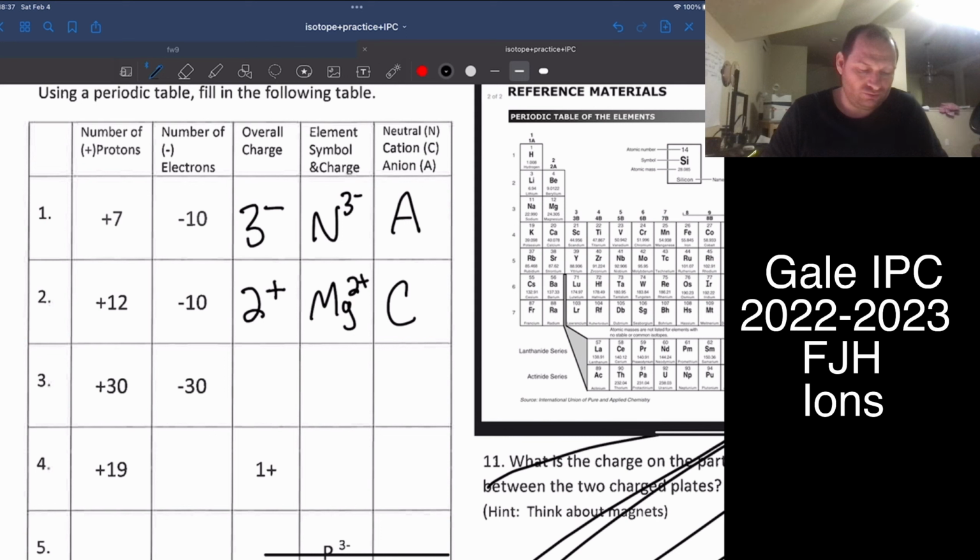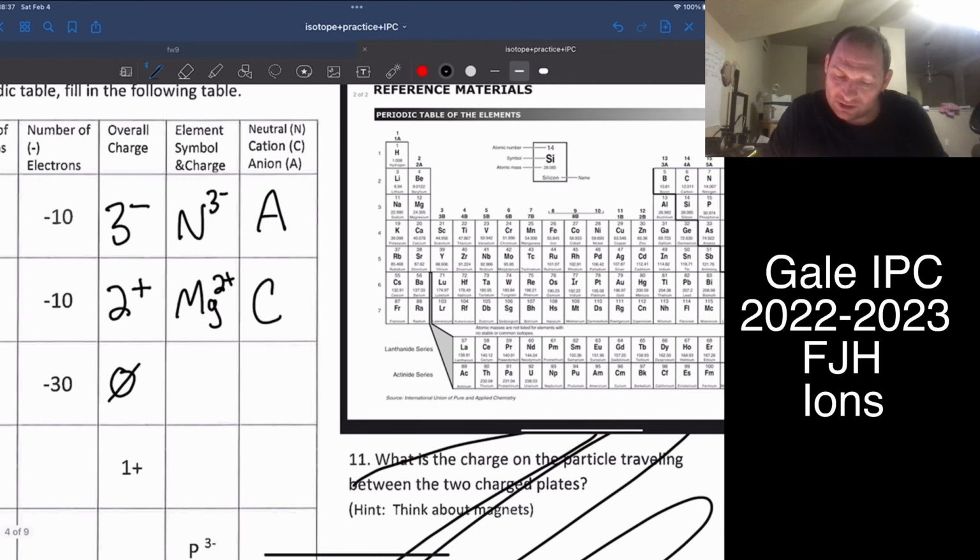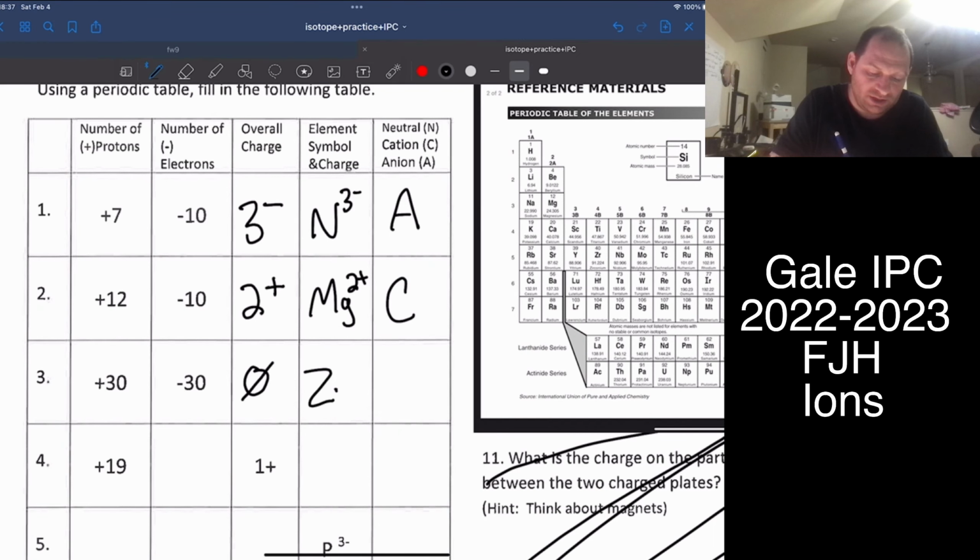Let's do one more in this section. Number 3. We have 30 protons, 30 electrons, plus 30 minus 30. So our net charge is going to be 0. Our symbol of 30 in the periodic table is zinc, Zn. Our charge is nothing, so we'll leave it blank. And our overall charge is neutral.